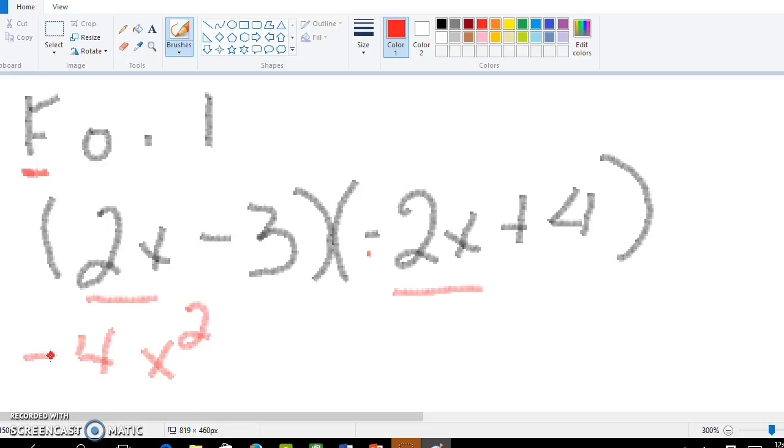All right? Then we'll take our next step, our outside. Okay? Outside is the 3 and the 4. That's wrong. The outside is the 2x and the 4. Okay? It's just seeing if you're paying attention. All right. So we know this is a positive, this is a positive, so we're going to do a plus. Then we're going to 2 times 4 is 8. And then don't forget our x.